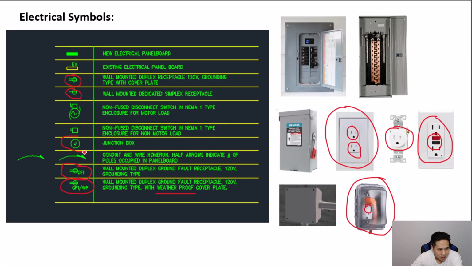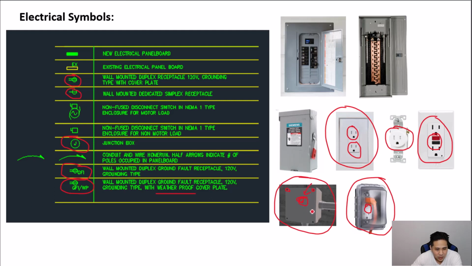You also have a symbol for a junction box. It's just a circle with a J inside the circle, and this is what a junction box is. It's just a place where these screws right here would be removed. So this plate here would get removed. Inside, the wires would be exposed once the cover plate is removed.